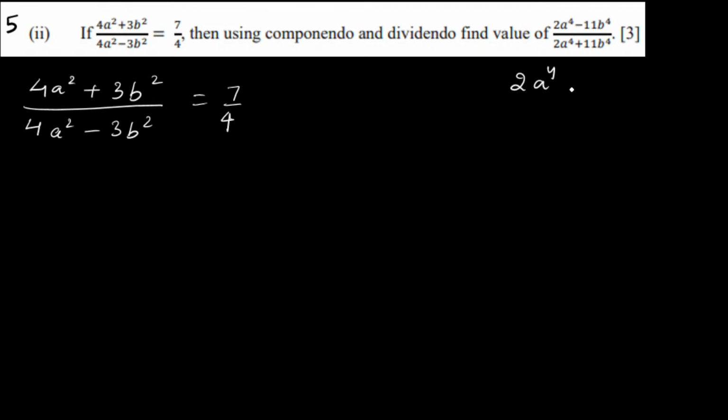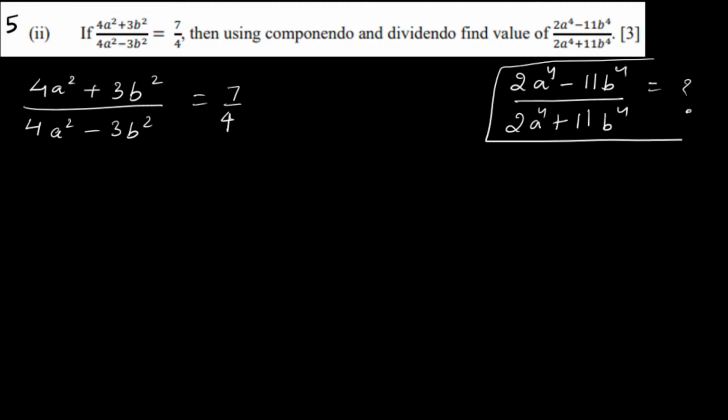Let's do this question. Fifth question, second part. If 4a square plus 3b square divided by 4a square minus 3b square is equal to 7 by 4. It's mentioned to use componendo and dividendo and find the value of this expression. The expression is 2a to the power 4 minus 11b to the power 4 by 2a to the power 4 plus 11b to the power 4. So this expression you have to find.